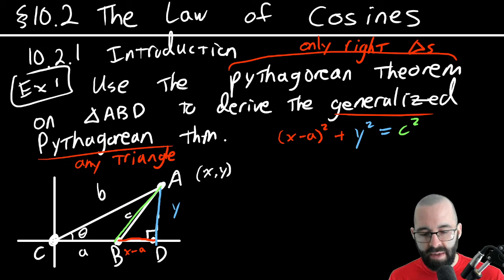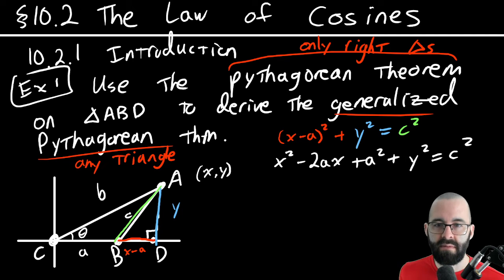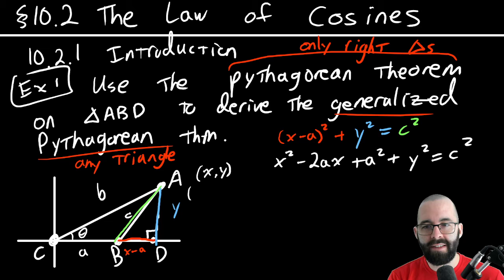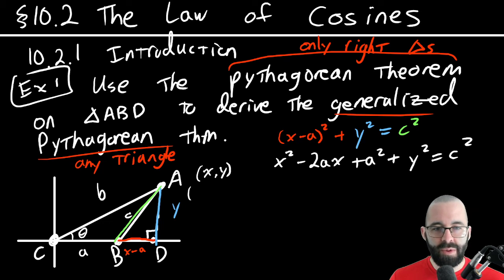So let's simplify this a little bit. If we FOIL this out, that'll be x squared minus 2ax, plus a squared, plus y squared equals c squared. This doesn't look very useful, so let's rewrite this point in terms of other things, like thetas. If we were on the unit circle, x would just be cosine of theta, and y would just be sine of theta.